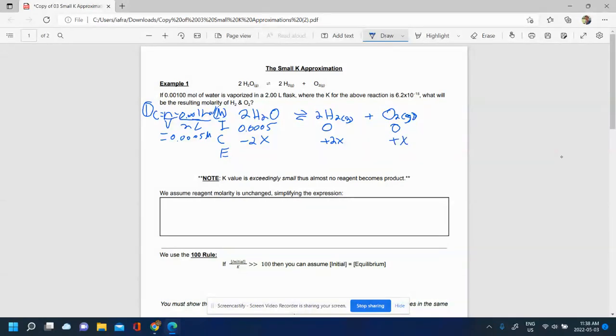And so my overall equilibrium concentrations would be 0.0005 minus 2x. This would be 2x over here, and this would be x over here. And remember, you're given the K value over here. So K for the reaction is 6.2 times 10 to the power of negative 15. And so you would solve for x by creating an equilibrium expression. So to do that, I'm just going to carry that over here.